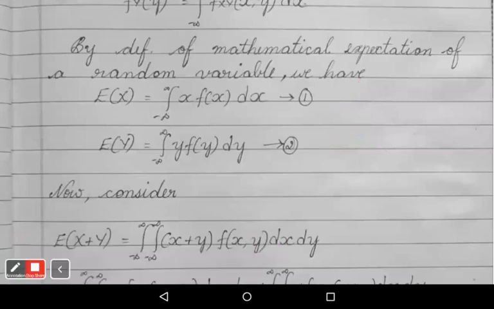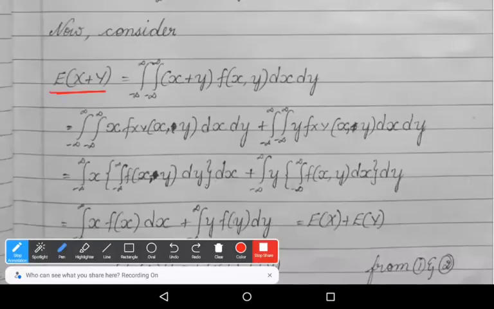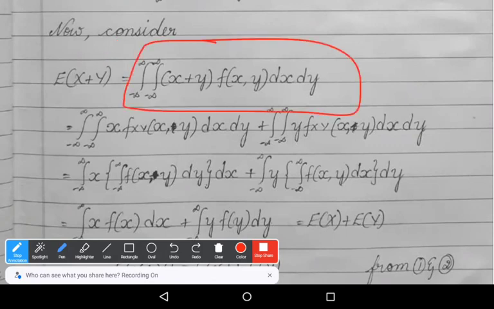Right. Now consider expectation of x plus y is equal to, because we are using two variables x and y, you can write it like this: double integral from minus infinity to plus infinity of x plus y into f of xy dx dy. Let us split this integration.